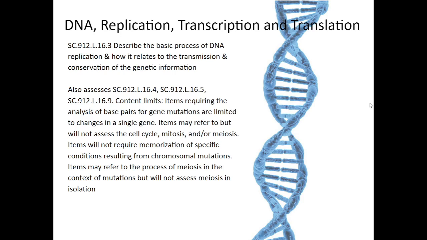We're also going to be looking at 16.4, 16.5, and 16.9, and I'll try to explain those to you when we get there. One interesting thing about the EOC is that content limits are sometimes explained, and so you may want to read this. Items requiring the analysis of base pairs for gene mutations are limited to changes in a single gene. When we talk about mutations, which isn't necessarily going to be this video, we're not going to be talking about multiple mutations, but a single mutation.